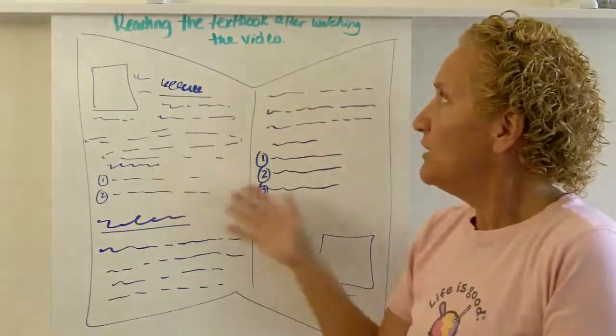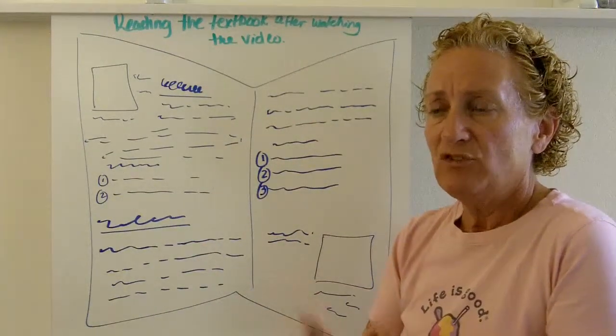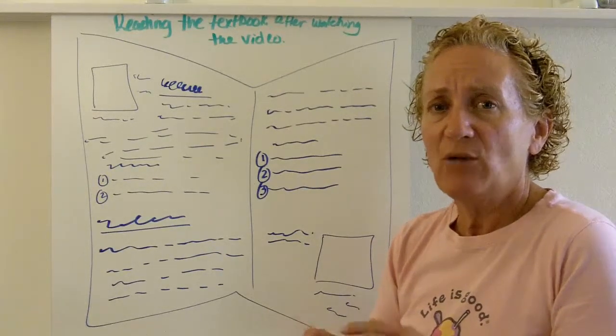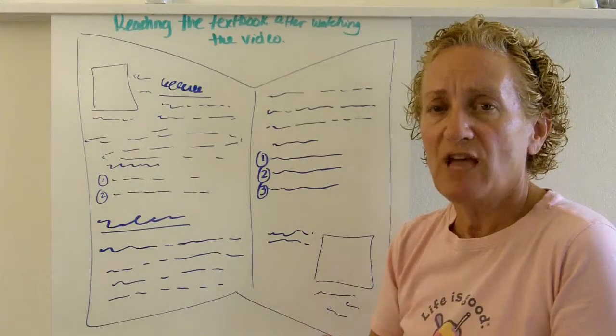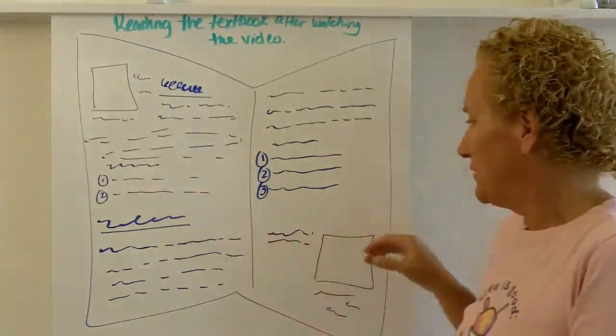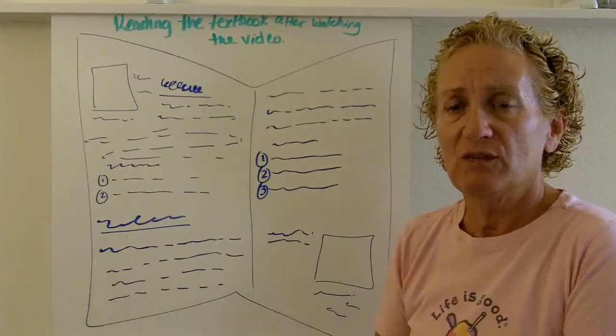But that's how you read the textbook after you've watched the video. You look for three things. Do I know this? Do I sort of know this, or do I not have a clue? And that's going to help you with your pacing and your time management for how you read. Also, don't forget the information around the pictures and the graphics, critically important, so don't leave any of that out. Make sure you read that as well.